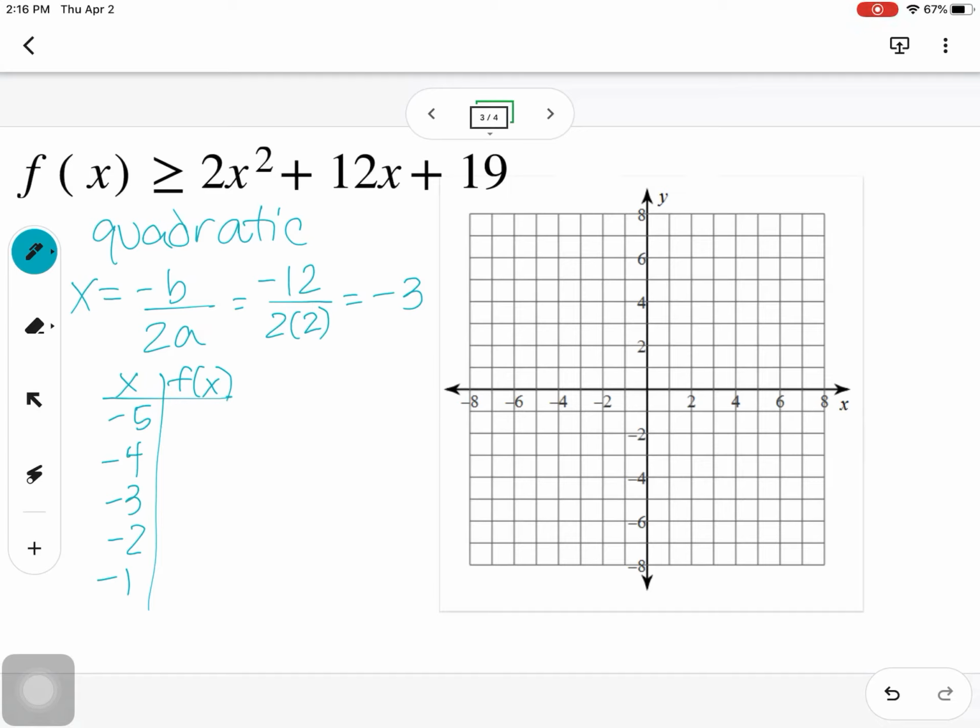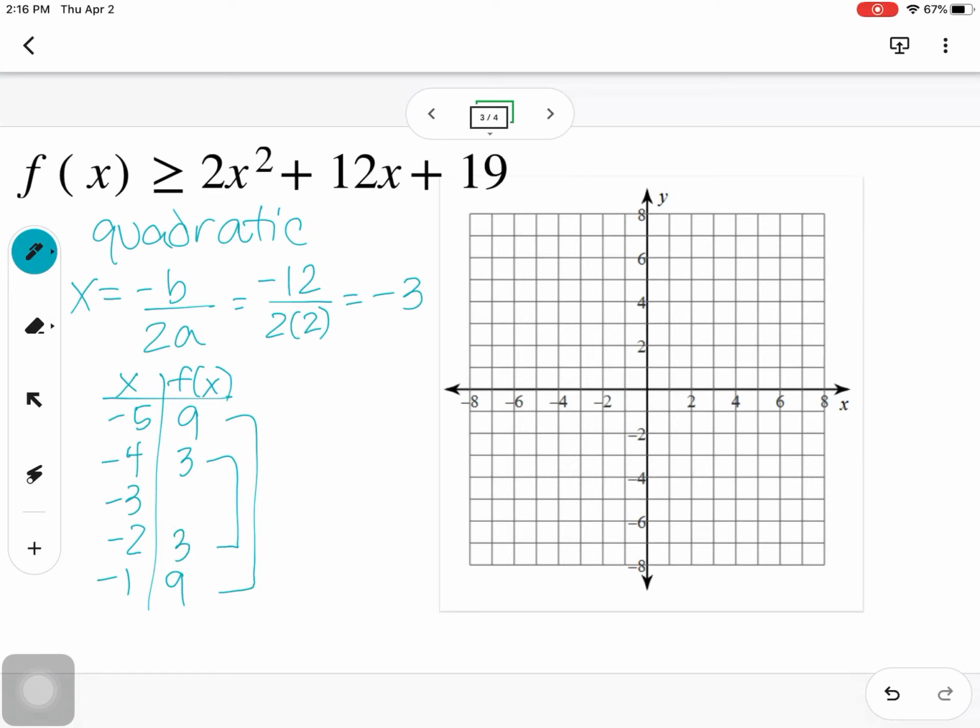And for this one, especially, my numbers could be big individually, and so I'm going to type these in. 2 times 25, because that's 5 squared, plus 12 times 5, oopsies, times -5, and then plus 19 gives me 9. And from knowing about quadratics, I know that -1 should also be at 9 then. When I plug in -4, it's 2 times 16, because that's what 4 squared is, plus 12 times -4, plus 19, which gives me 3.